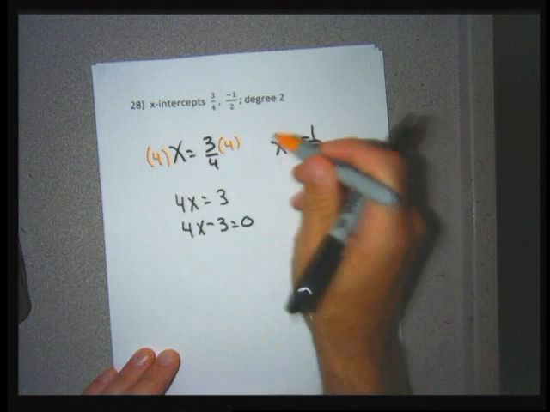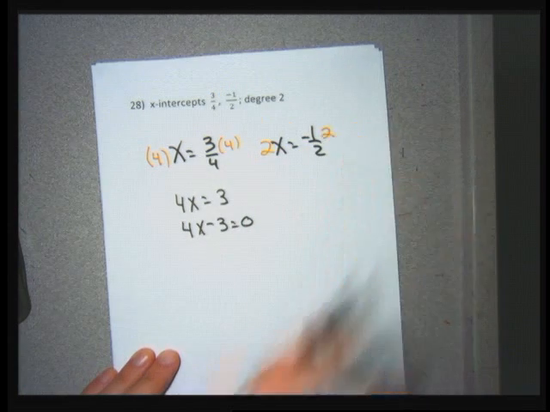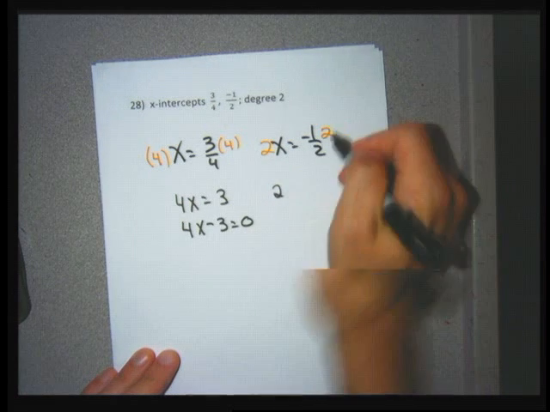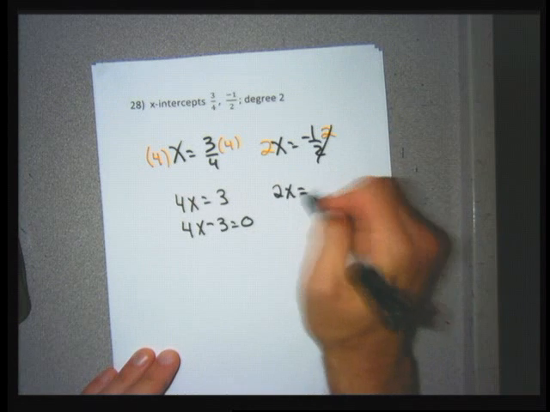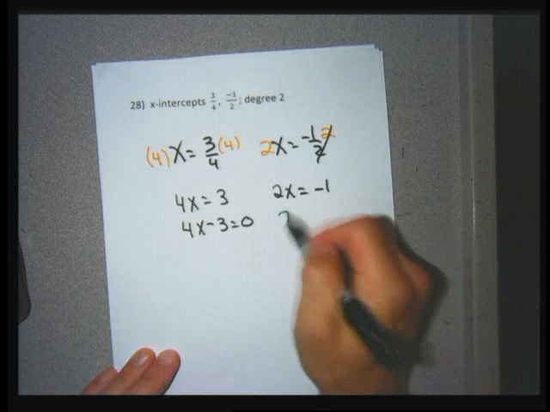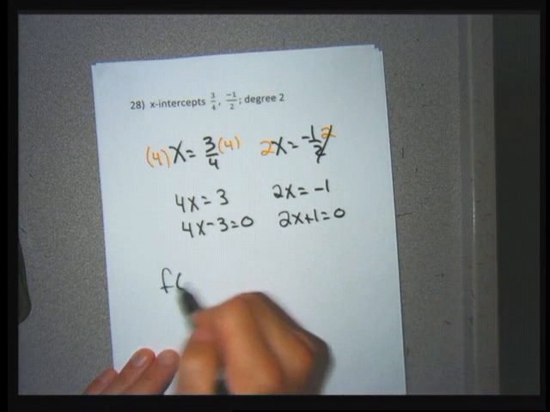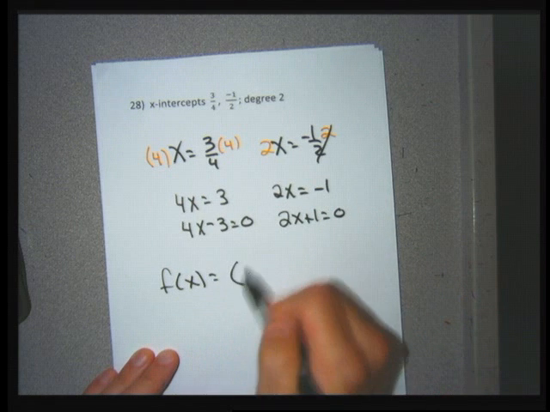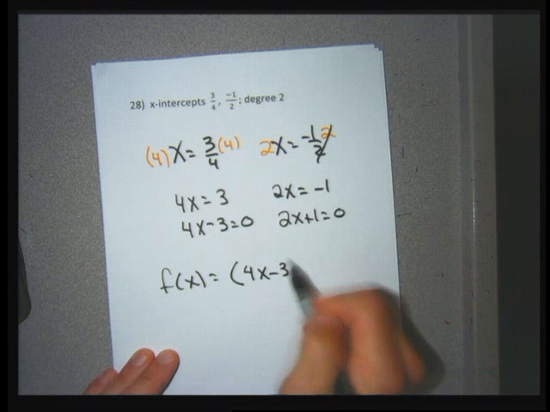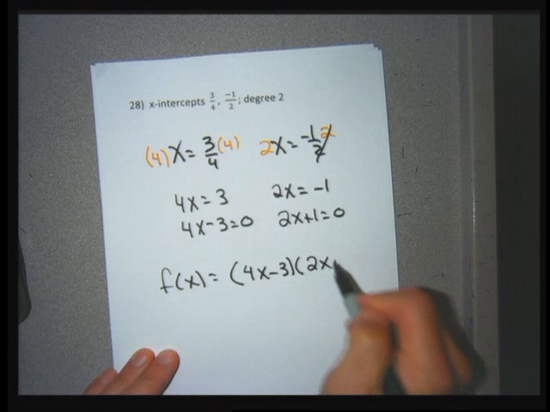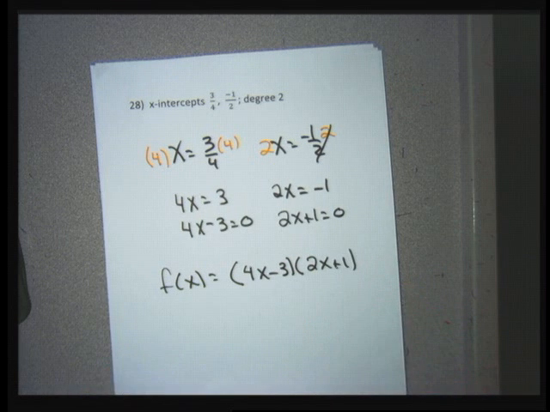For the x equal to -1/2, I multiply both sides by 2. 2's cancel on this side, gives me 2x equal to -1. I add 1 to both sides, it gives me 2x plus 1 equal to 0. The polynomial of degree 2, which means it's going to have an x squared for its highest exponent, can be found by foiling this out.